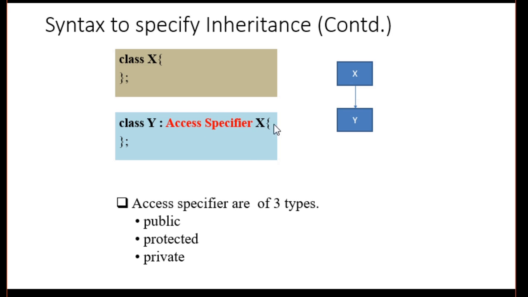So how it is going to derive will be specified by the access specifier. Access specifiers are of three types: public, protected, private. If we specify the access specifier as public, what will it mean? Class Y will derive the contents of class X publicly. We know what public means, we know what private means. There is one more type, which is protected.